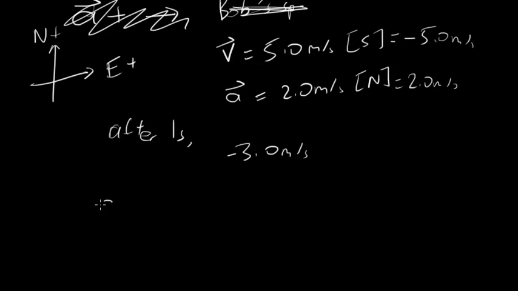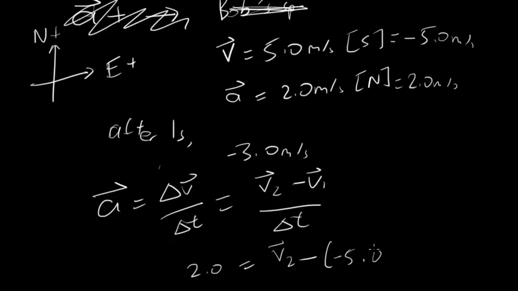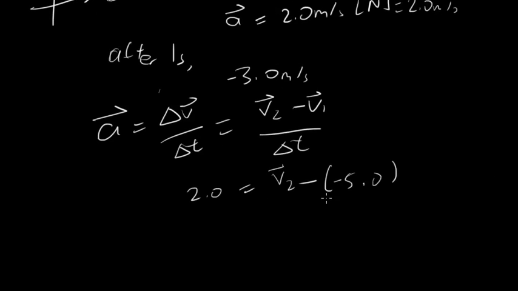Why? Well, let's see. Acceleration is what again? Change in v over change in time, right? And what is actually v2? So the second velocity, the final velocity, minus v1, the initial velocity, over change in time. So we said here that acceleration is 2.0 equals what's v2? That's what we're trying to find, right? Minus v1. v1 is what? Negative, because it's south, so it's negative 5.0 over change in time.